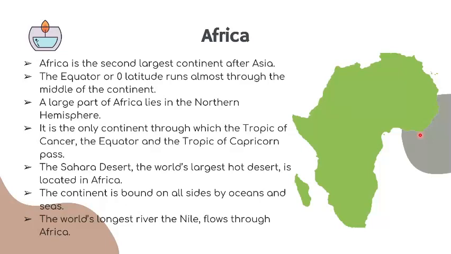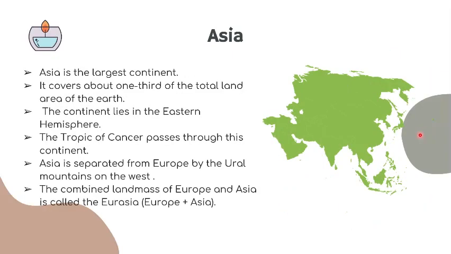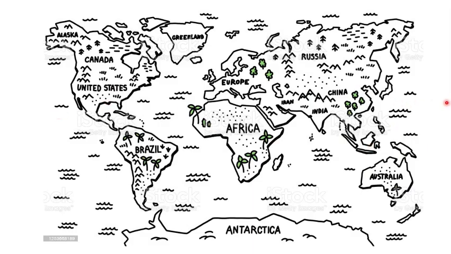A large part of Africa lies in the northern hemisphere. From here we know that Africa does not lie wholly in the southern hemisphere. It looks like so, but it is not true. So it is not in the southern hemisphere.